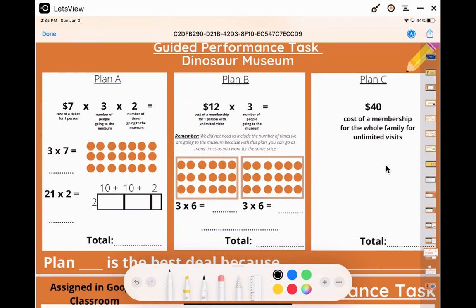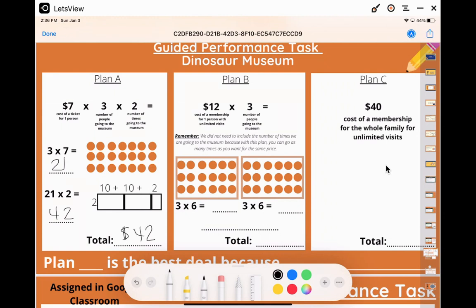I'm going to start with Plan A. So for Plan A, we found that we were going to multiply 7 times 3 times 2. 7 was the cost of a ticket for one person. 3 was the number of people going to the museum. And 2 was the number of times that we were going to go. We multiplied 3 times 7, and we got 21. And then we multiplied 21 times 2, even though we used skip counting, and we got 42. So we discovered that the total cost of Plan A was 42.